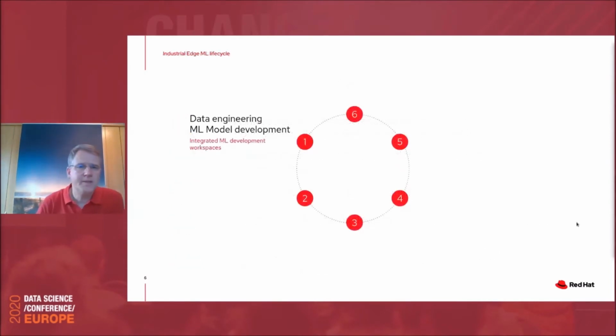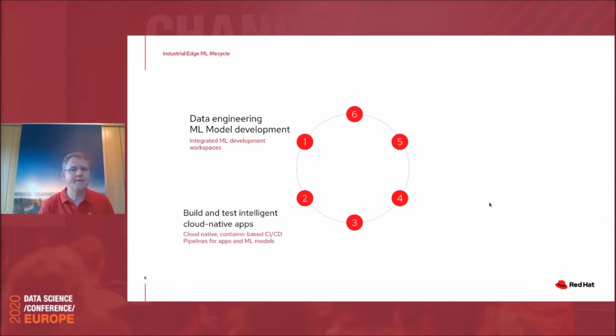The use case and the scenario for doing AI and ML for the industrial edge with Red Hat OpenShift has around 6 major use cases. The first one is around data engineering and machine learning model development. What we have here is an integrated development environment where data scientists and data engineers can work and can also share data and share expensive resources like GPUs.